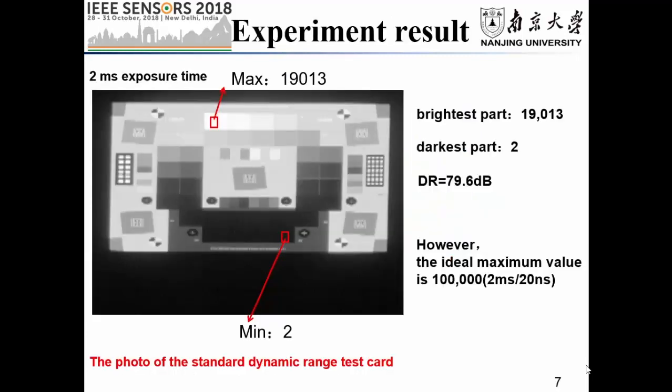Here is the experiment result. This is a photo of the standard dynamic range test card, and the brightest part is 19,013. The darkest part is 2. So the dynamic range is 79.6 dB. However, the ideal maximum value is 100,000 because the exposure time is 2 milliseconds.